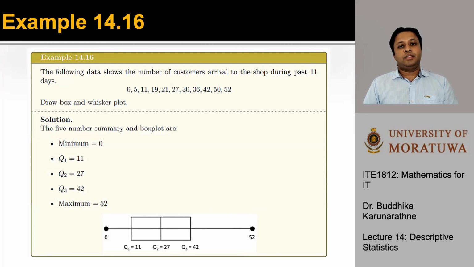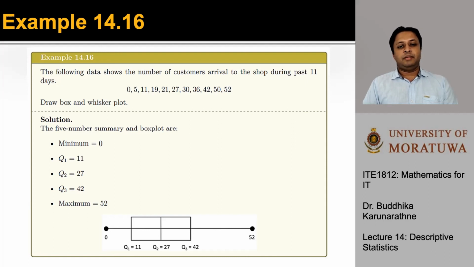Take an example once again. The following data set shows the number of customer arrivals to the shop during the past 11 days. So you have data for 11 days, and you are required to draw the box and whisker plot. To draw this, you need the minimum and maximum values, as well as the three quartile values, Q1, Q2, and Q3. The minimum is identified as 0, the maximum is identified as 52, and you can use the previous equations to get the Q1, Q2, and Q3 values. Here in this example, these values are 11, 27, and 42. So you draw the box plot like you see at the bottom of this slide.